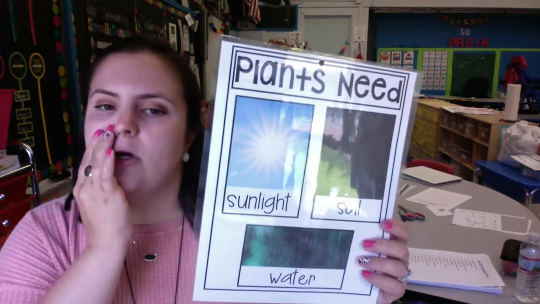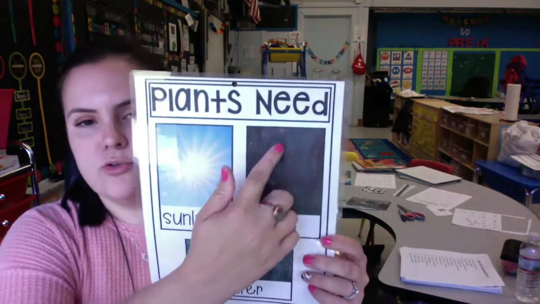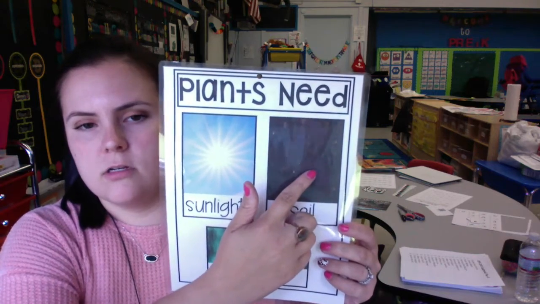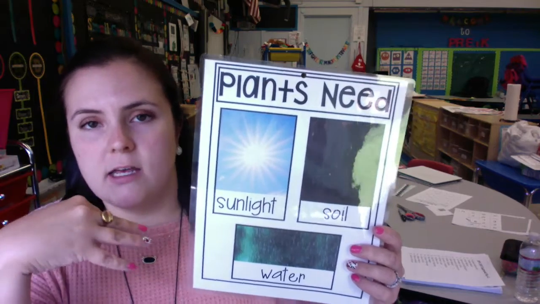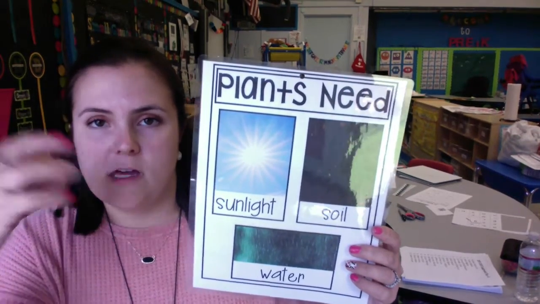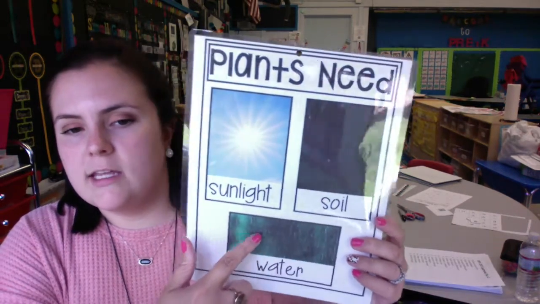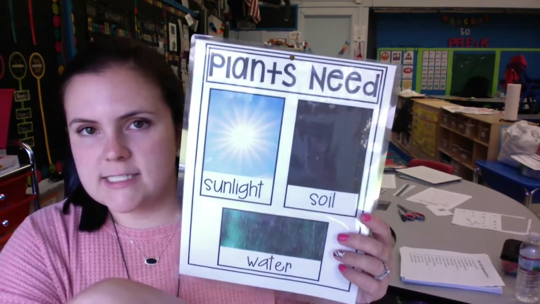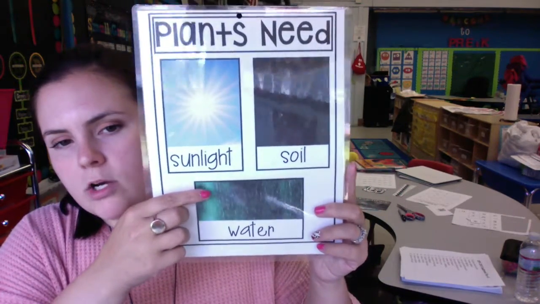So in order to grow, plants need to be in the ground so they can get nutrients from the soil or the dirt. They need to be in a place where the sun can shine on them because that's how they get their food. The sun gives them food. And then they need to be in a place where they can get water to grow because they also need water. So what are some ways that they can get water?